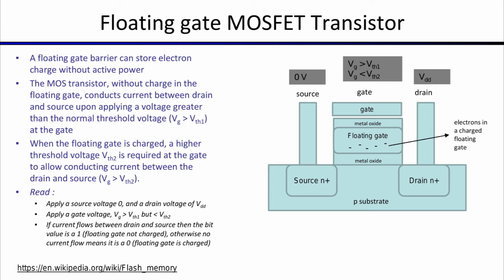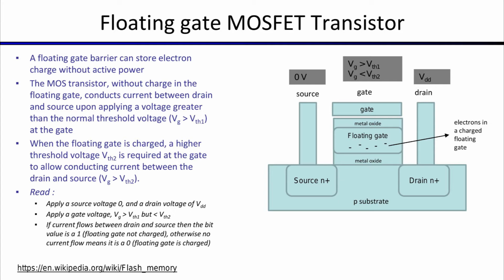So how do you read data out of it? Well, apply a source voltage 0 and a drain voltage of VDD. So you have an electric field here. And you apply a gate voltage that is greater than the first threshold, but still less than the second threshold of opening up the gate if the floating gate were charged. So now we're dealing with two thresholds, TH1 and TH2.